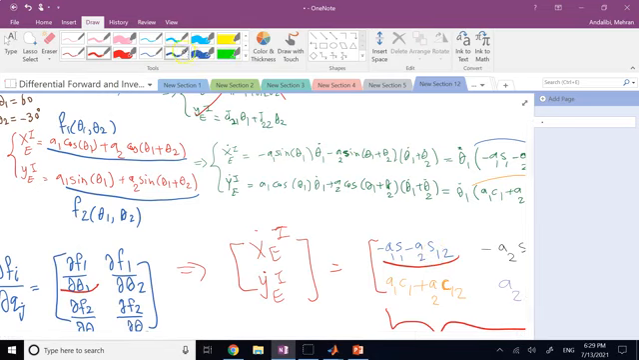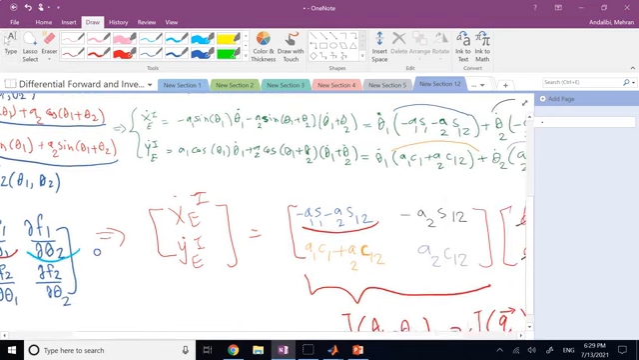Yes? Then what is partial of f1 for theta 2? Well, the first term has no theta 2 in it. The second term is simply negative a2 sine of theta 1 plus theta 2, which you see is exactly this one.